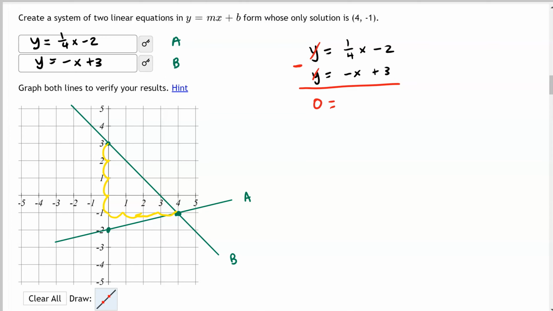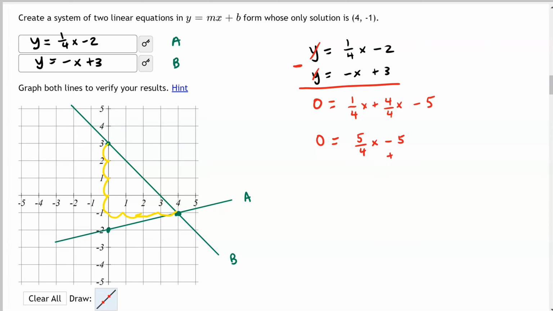And so we have 0 equals, let's see, 1/4 x minus -x, which will turn into plus x. And I'm going to change the denominator to be 4/4 x so that I can add them now that they have a common denominator. And then -2 minus 3 would be -5. So 1/4 x plus 4/4 x is 5/4 x minus 5.